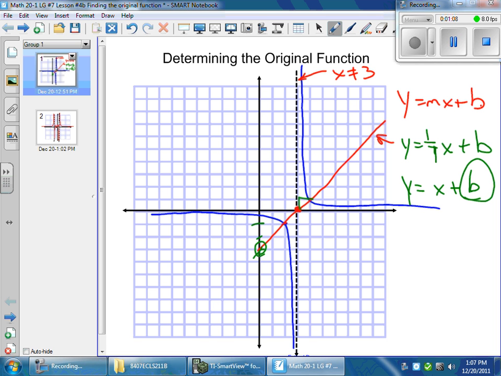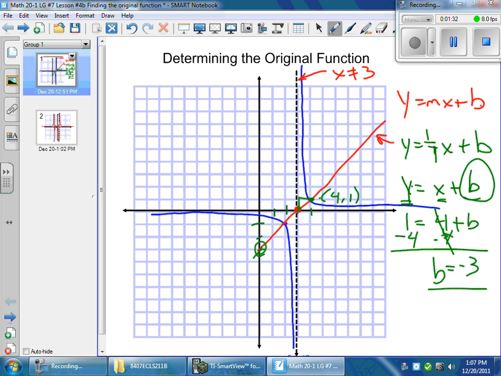Well, you know what? Pick a point that's on this graph. Pick this point, which is 1, 2, 3, 4, 1. This point is (4, 1). Substitute it into the equation. This is going to be y equals 1 equals x plus b. Subtract 4 from both sides. Boom. b equals minus 3.